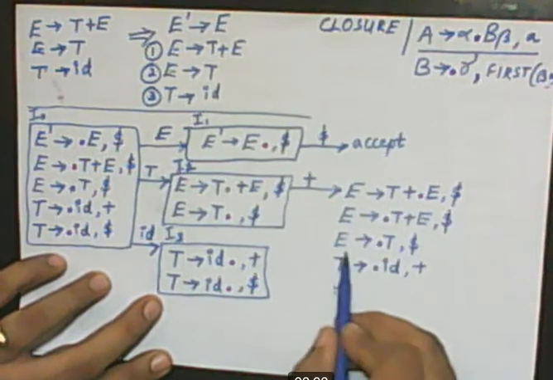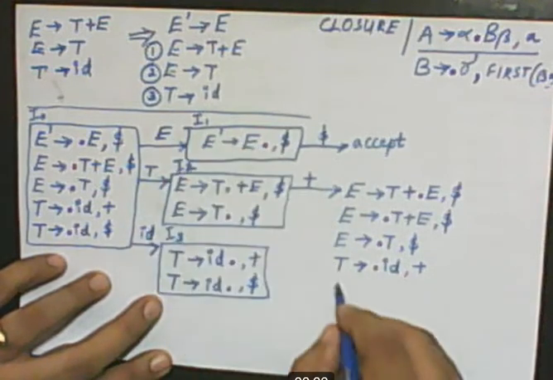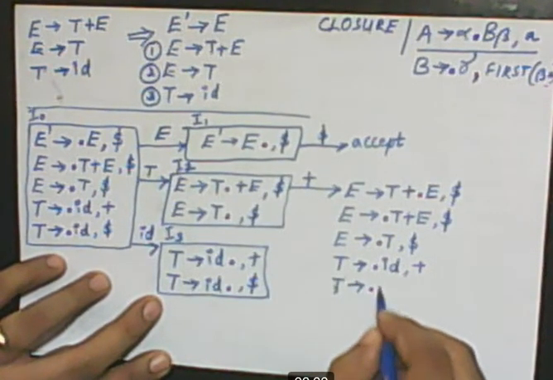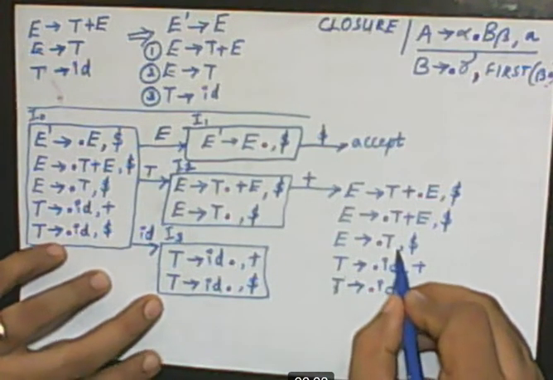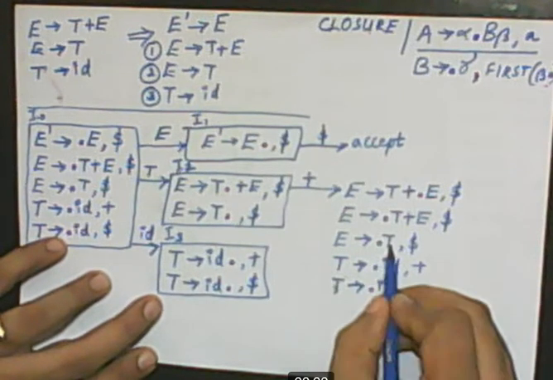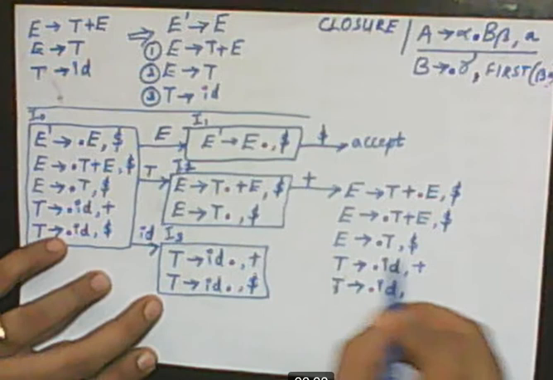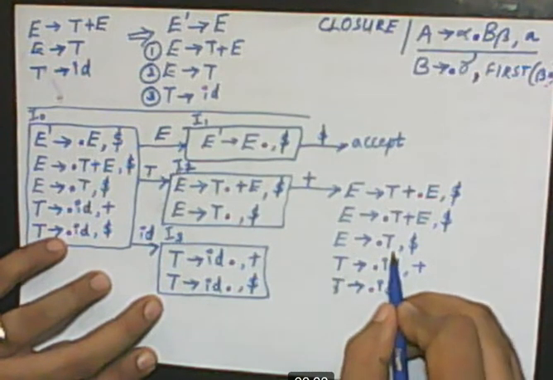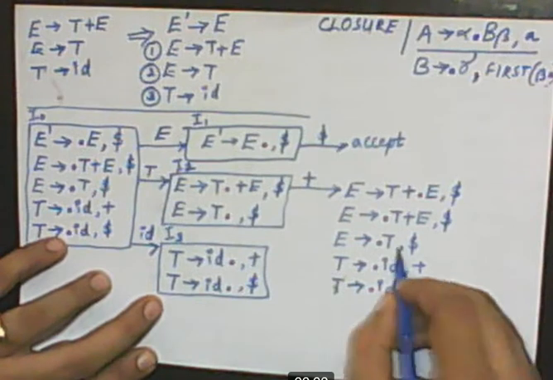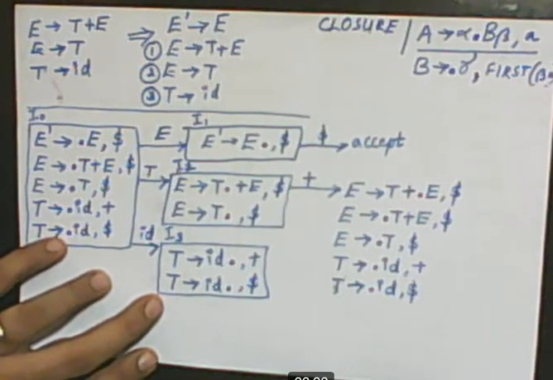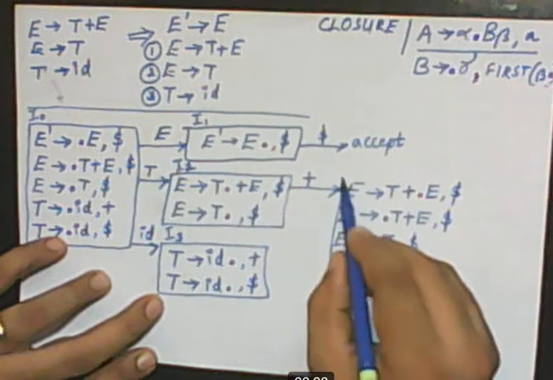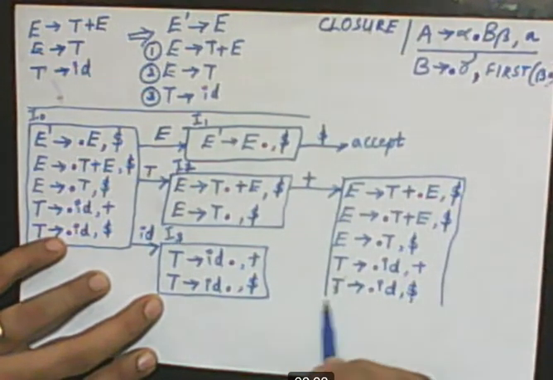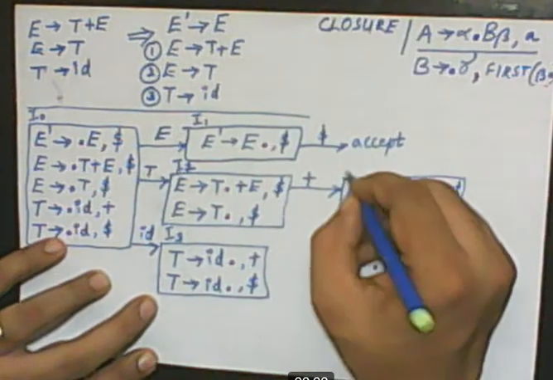Now we need to consider this T production, which will be added again. T gives dot ID, comma, so we need to consider the first of epsilon $. Since you are trying to find the closure of this particular LR1 item, you need to consider this. Okay, first of epsilon $ is $. Now the closure is over, you cannot add any more items here, so you can make this a state and name it as I4.